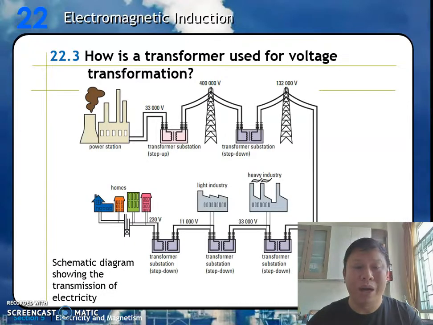To end off, I would like to again show you the schematic diagram showing the transmission of electricity from the power station to the substation, all the way to the industry and the homes. And the question I want to pose again for you to think about is, why is there a need to step up the voltages for transmission before it's delivered to the industries and homes for use? Let's take some time to think about it. So that's it for now. Thank you very much.